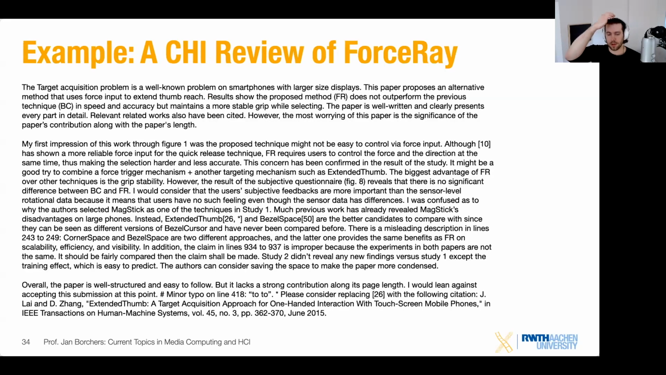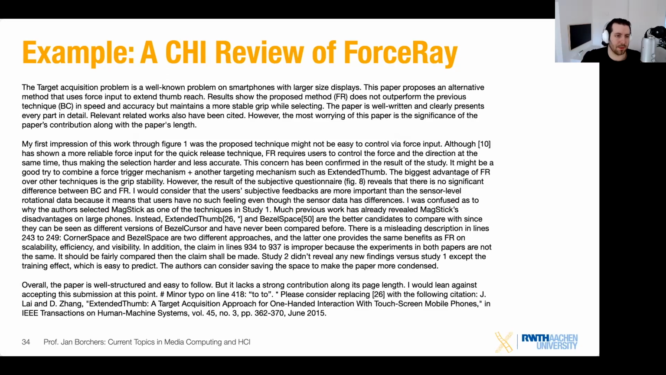So this is an example of a review for the paper ForceRate that I think you also read in one of the assignments, but no matter what, Professor Borchers also showed it to you in the previous section of this lecture. So I will just quickly read through the whole thing so that you are aware of what's in it. And then I will mark up the different sections and quickly talk about what these are.